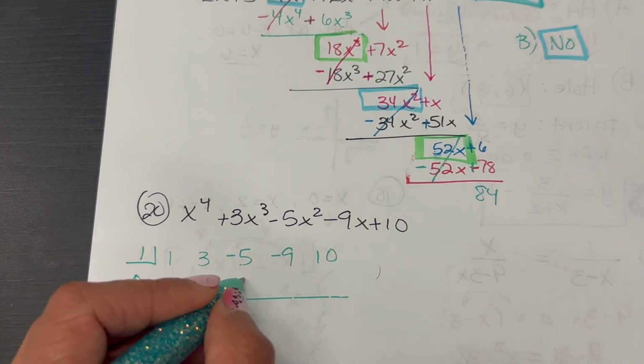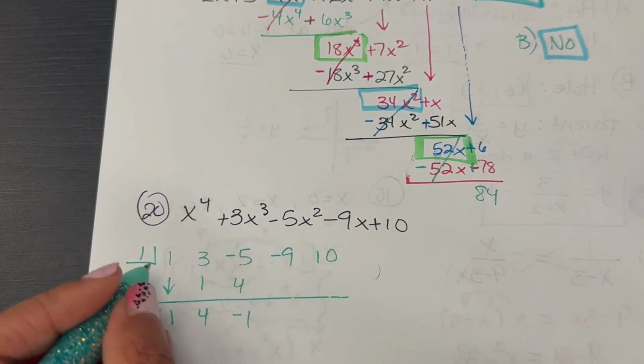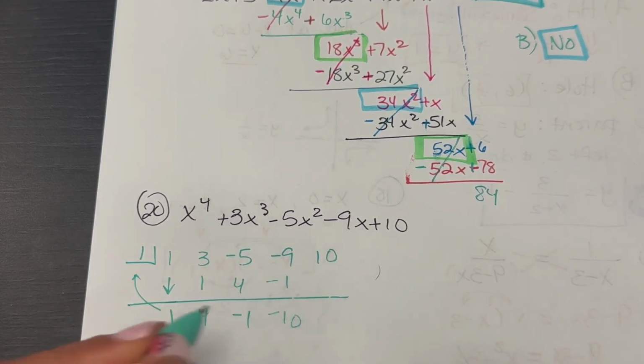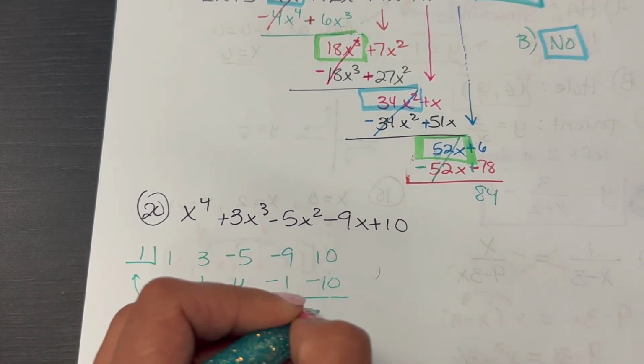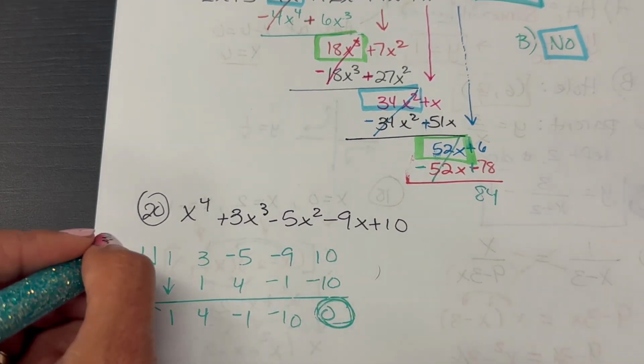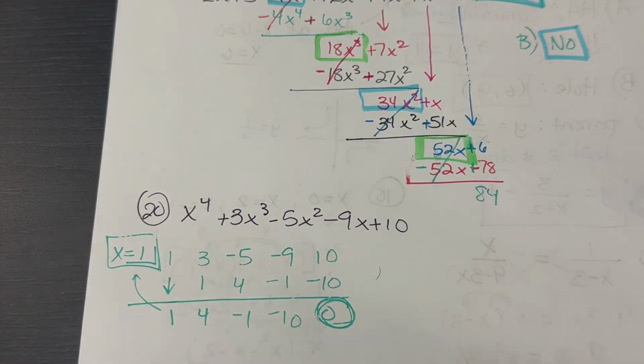4 times 1 is a 4, -5 plus 4 is -1. -1 times 1 is -1. -9 minus 1 is -10. -10 times 1 is -10, and we get the 0 that we want. This is what we want. That means that x equals 1 is a root. You can select that from the first drop-down menu.